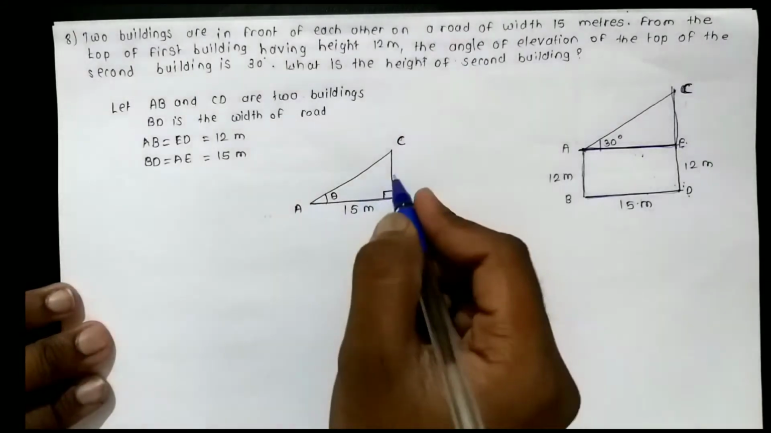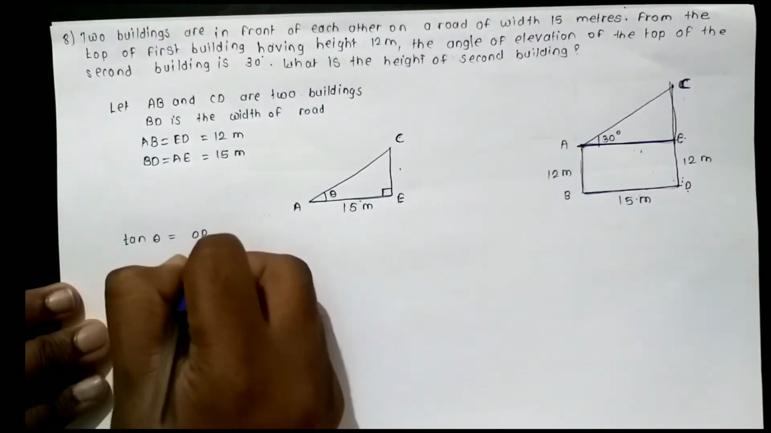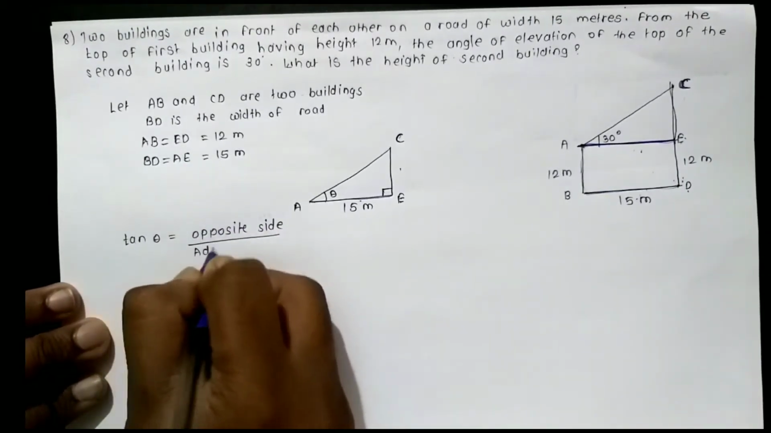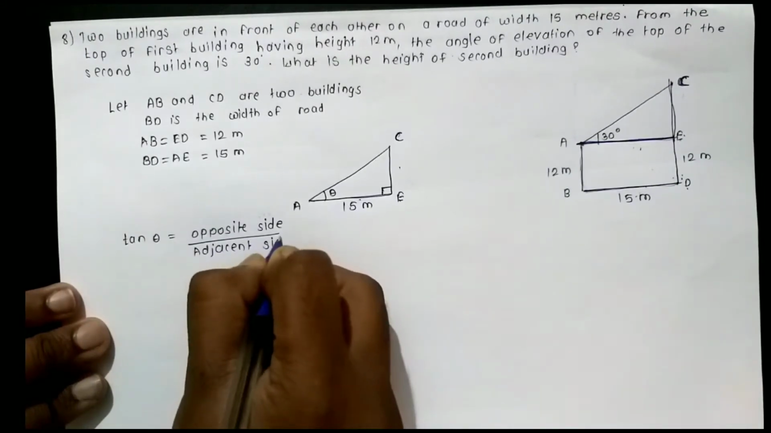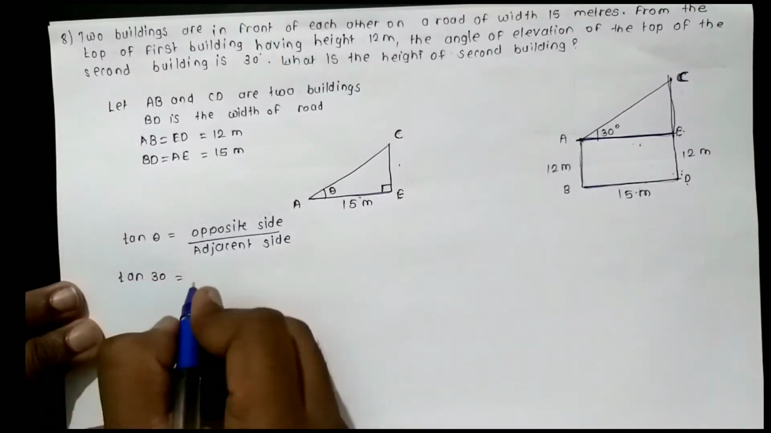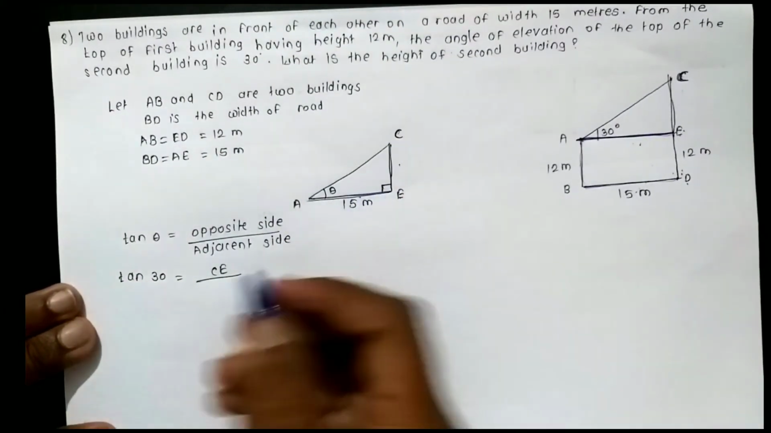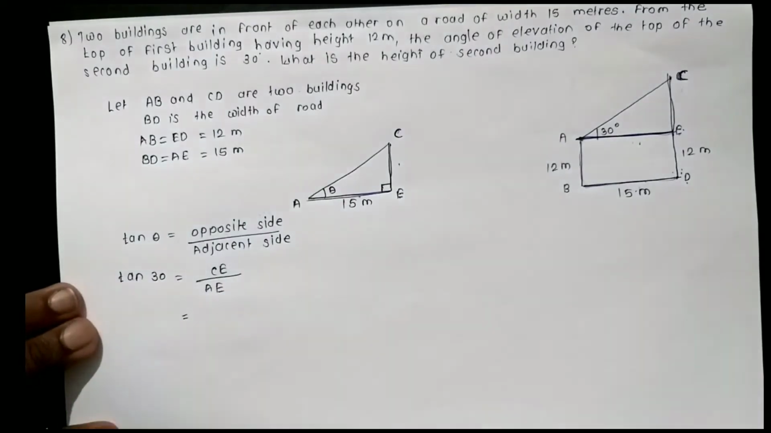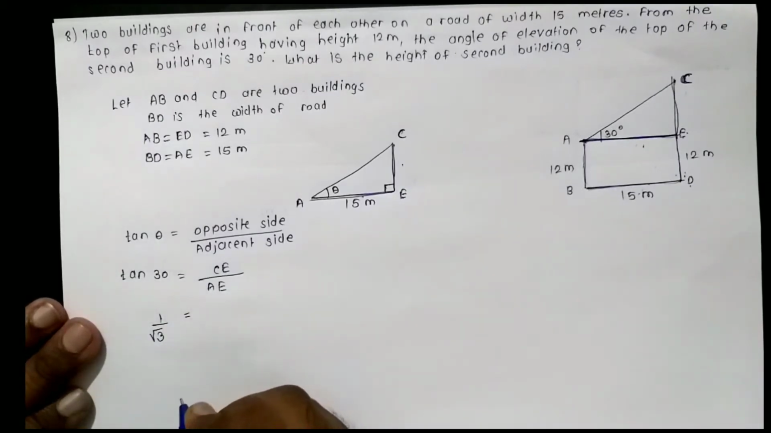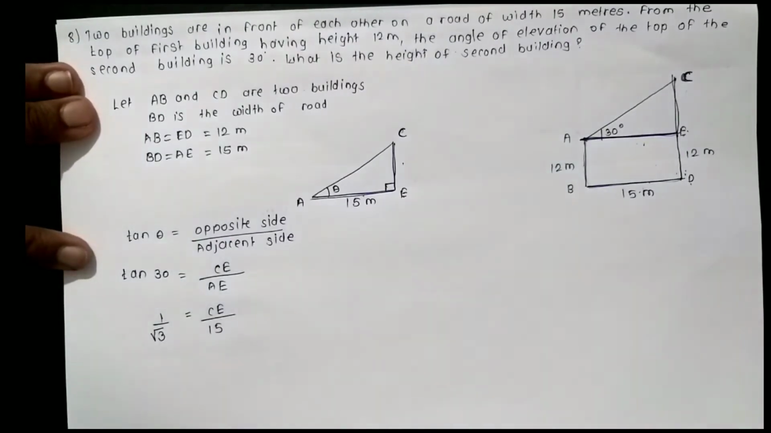So tan theta is equal to opposite side upon adjacent side. What we write? Tan 30 degree, opposite side CE we don't know, adjacent side AE. Value for tan 30 is 1 upon root 3. Then CE is as it is, AE is 15.